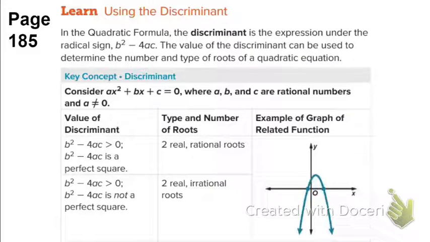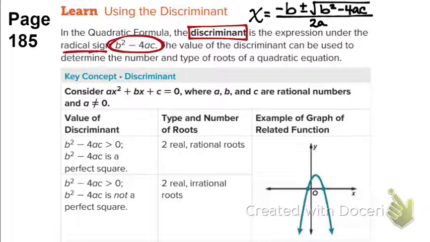Welcome to your e-learning day video talking about using the discriminant to determine how many and what type of roots we have. The discriminant is the part of the quadratic formula that is underneath the radical sign. So b squared minus 4ac is the part that we're talking about here. When we refer to the discriminant, it's just this little piece here before we actually take the square root of it.